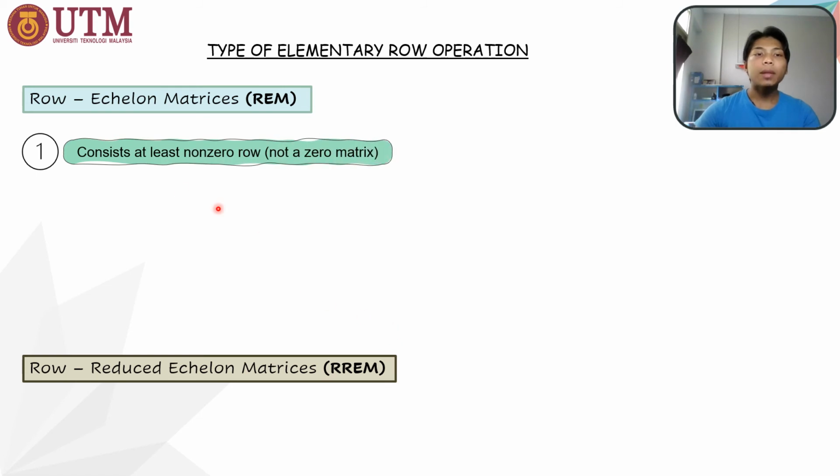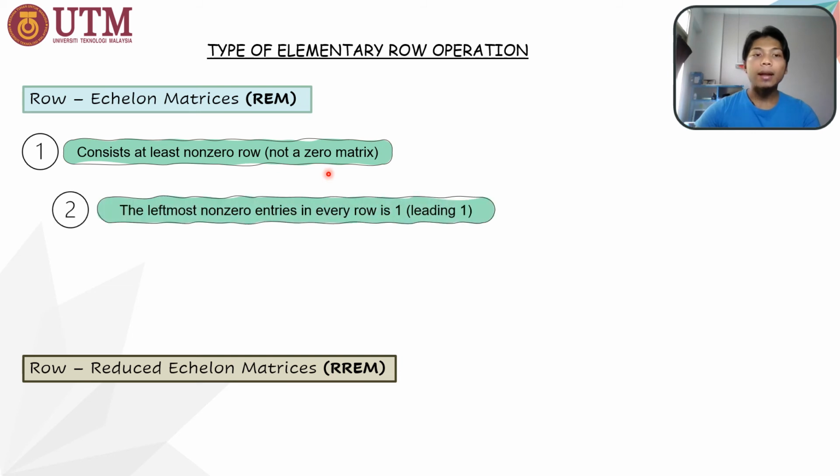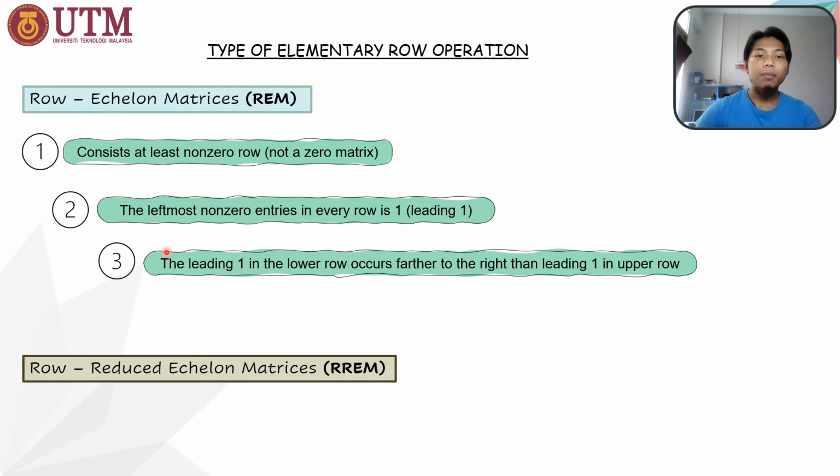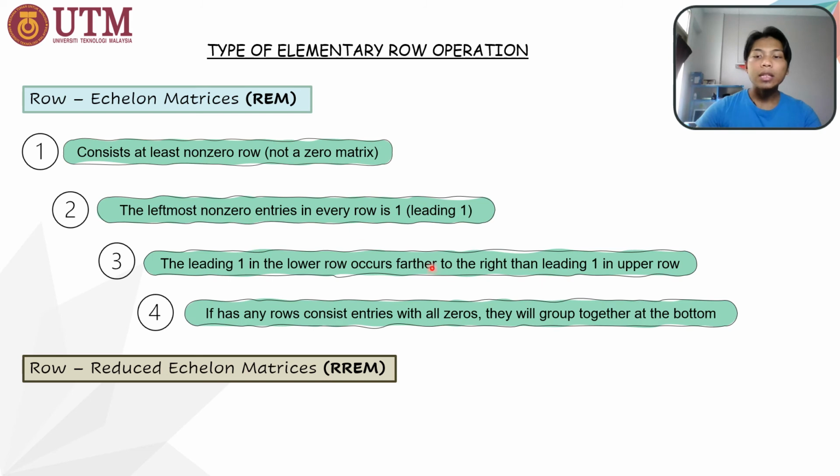Alright, first one, you need at least one non-zero row, not a zero matrix. Remember that. The second one is that the leftmost non-zero entry in every row is one, and we call it a leading one. And then the third property is that the leading one in the lower row occurs further to the right than the leading one in the upper row. For the last property, for the REM, which is row echelon matrices, if there are any rows consisting of all zeros, they will be grouped together at the bottom.